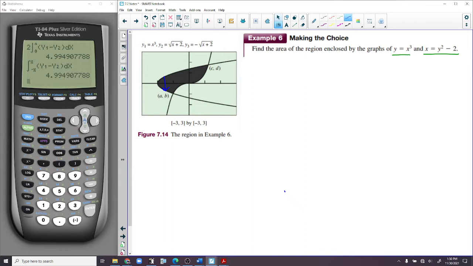Maybe we could get it to work, but we'd have to really think about it. If I go x equals the third root of y, then both of them say x equals, and it makes life a little easier.